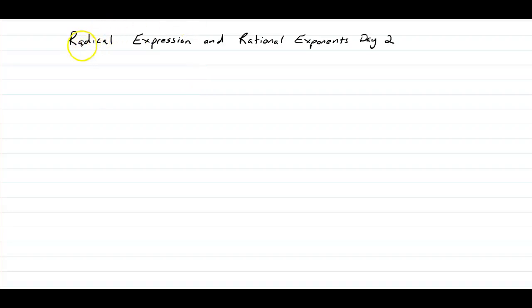All right, please title your next page of notes, Radical Expressions and Exponents, Day 2. Don't forget to include your page number.